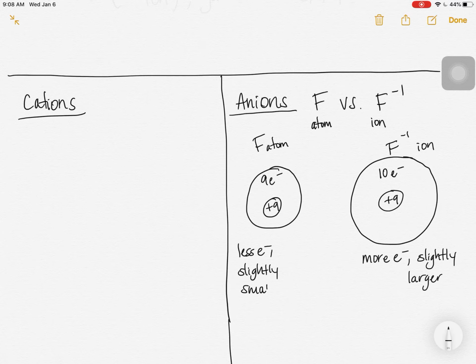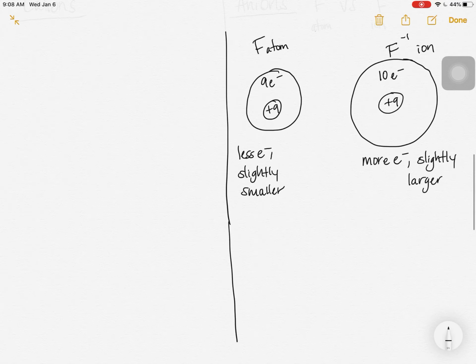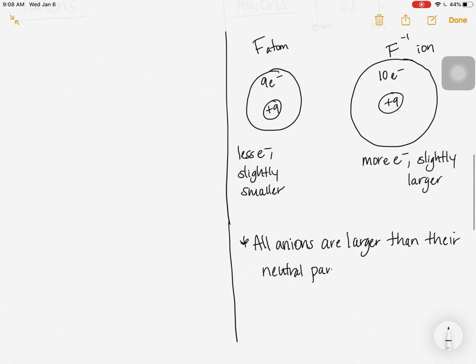So I can make kind of a bold statement, which is that all anions, remember those are negative, are larger than their neutral parent atom.